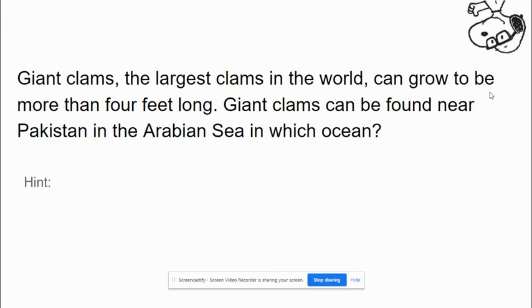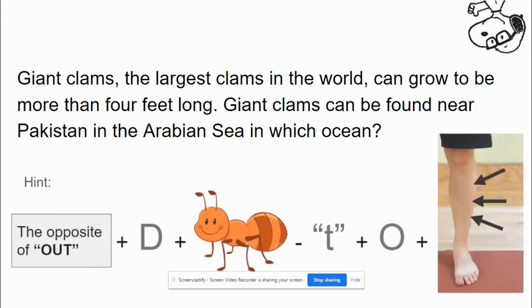Giant clams, the largest clams in the world, can grow to be more than 4 feet long. I know, right? Giant clams can be found near Pakistan in the Arabian Sea. In which ocean? If you're not sure, here's your hint.